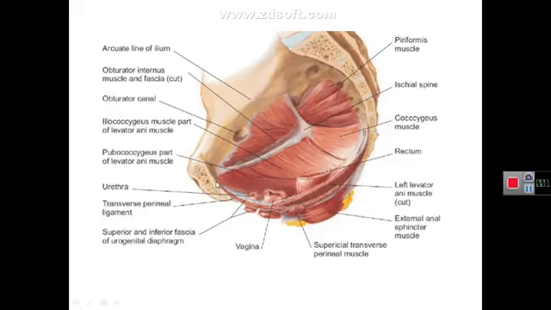Pubococcygeus originates from the back of the body of the pubis, extending to the anterior half of the tendinous thickening of the obturator fascia, while iliococcygeus originates from the posterior half of the tendinous arch of the obturator fascia.